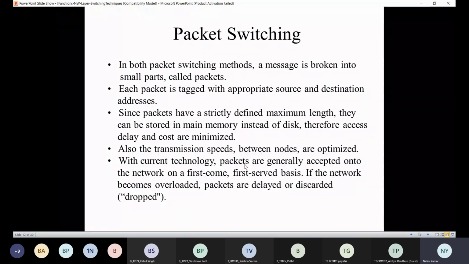Because of it, the transmission speed between the nodes is optimized, right? With current technology, packets are generally accepted onto the network on a first come first serve basis. If the network becomes overloaded, packets are delayed or discarded. We generally say the packets are dropped. Correct. That's the reason we say that congestion and flow have to be managed on the network. If it is not managed very well, then it may be overloaded, and the packets may be dropped.